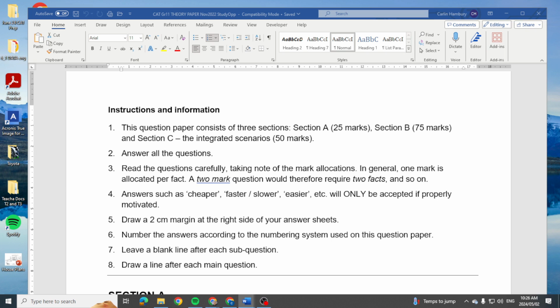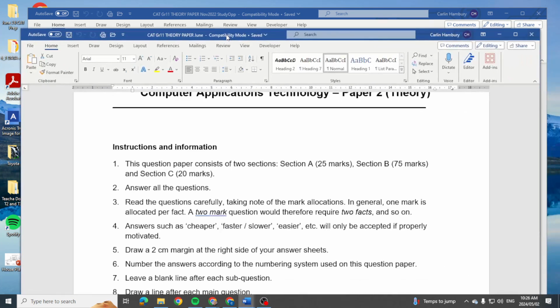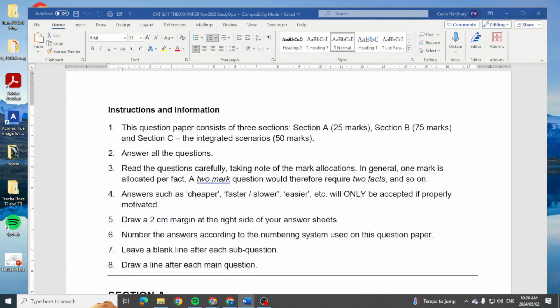Just make sure on this one, section C was only 20 marks, but the previous one was up to 50 marks. That's usually what it is. They basically take all the knowledge that you've accumulated in terms 1 and 2 plus what you've done last year, and they bring it into a scenario where you actually have to apply it to a real world scenario. Okay, so I hope you understand that.